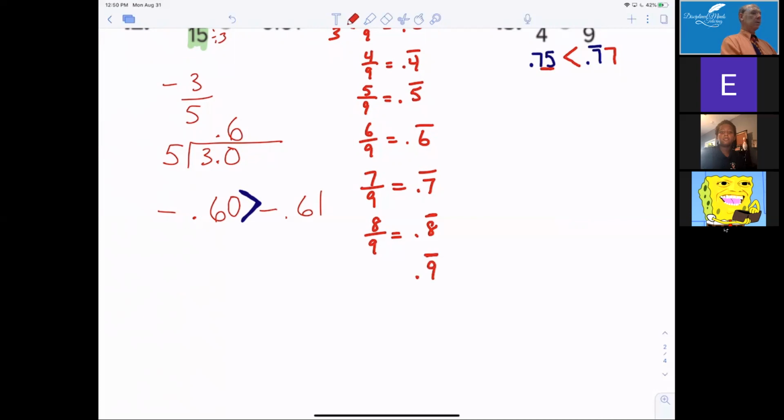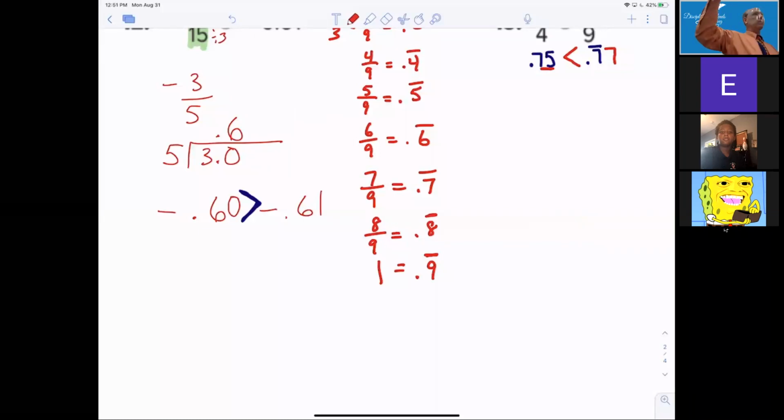It is 1. Not many people know that. 0.9 repeating doesn't seem like it should be 1. Does everybody agree? I remember arguing with my teacher over that. Like, that's the dumbest thing ever. 0.9 repeating does not equal 1. I can prove it equals 1.